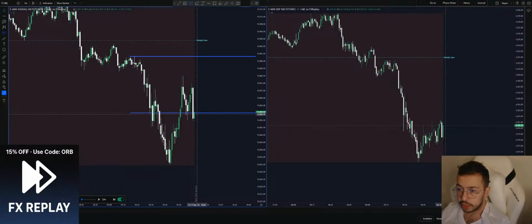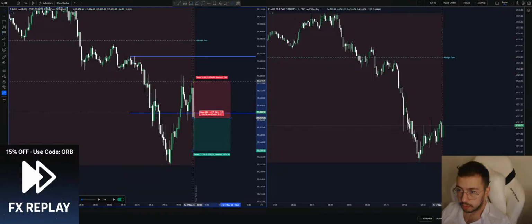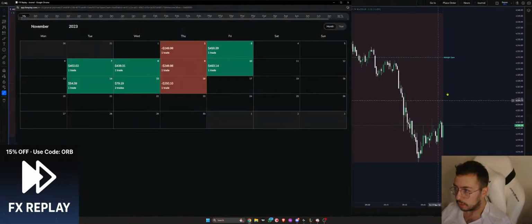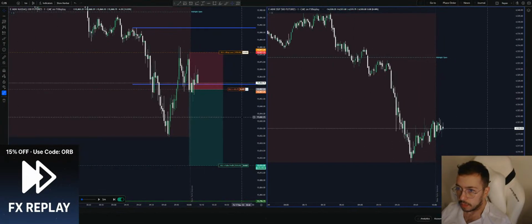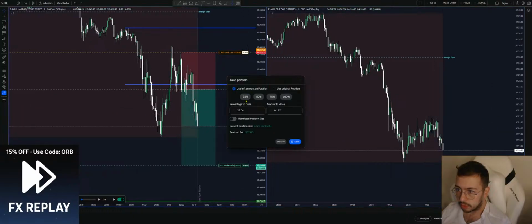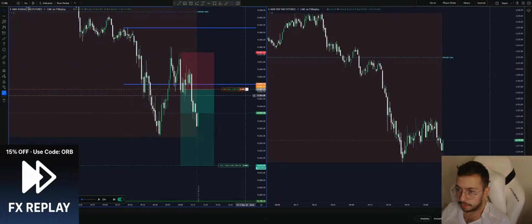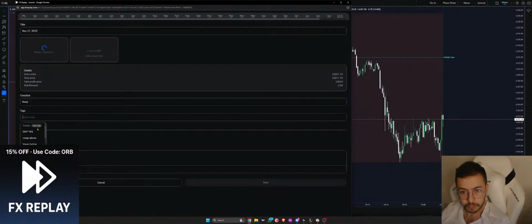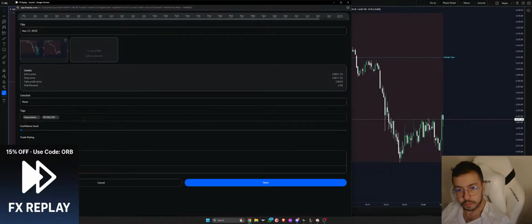Oops, that's an entry. I'm gonna place a stop order because I missed it. Risk to reward. See, now that's 1-to-1. That's a break-even trade. There is an SMT as well.